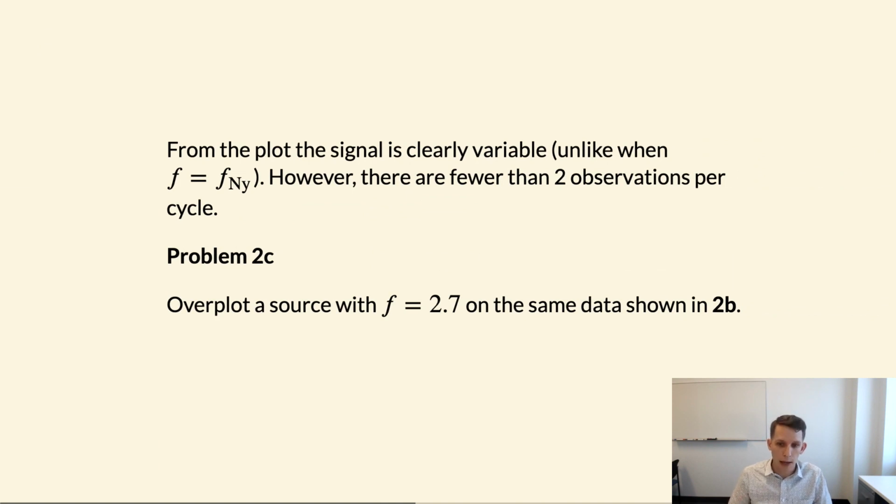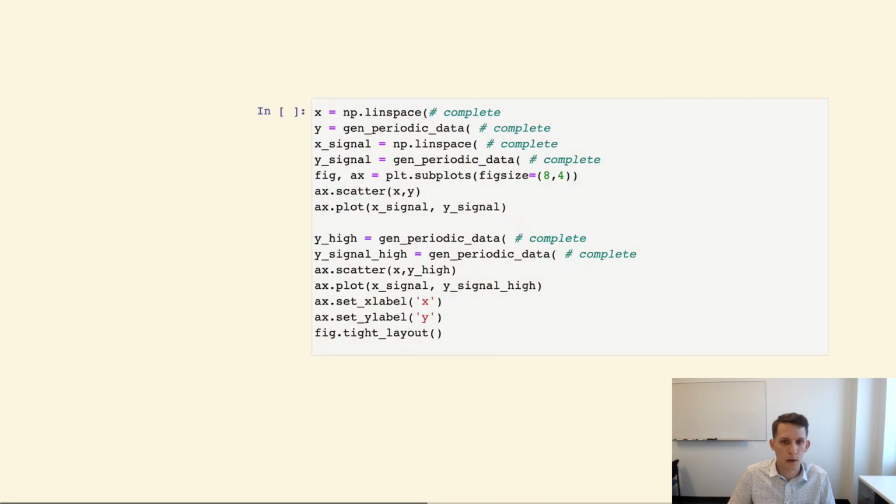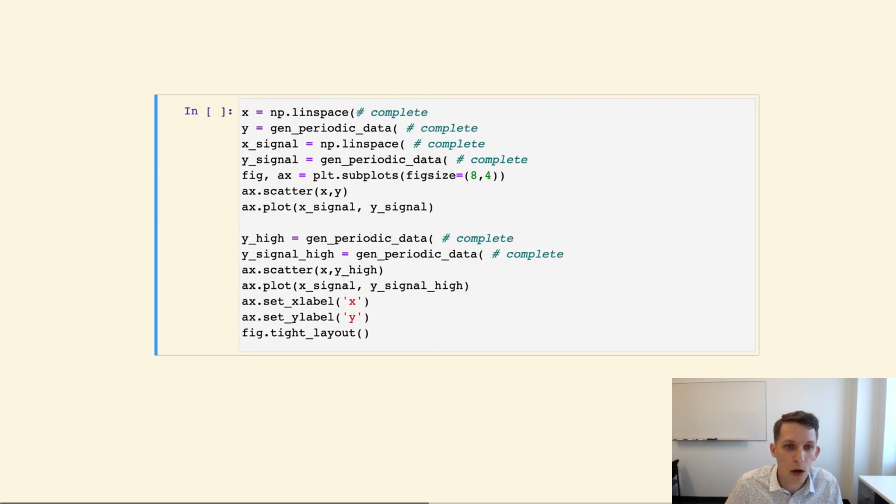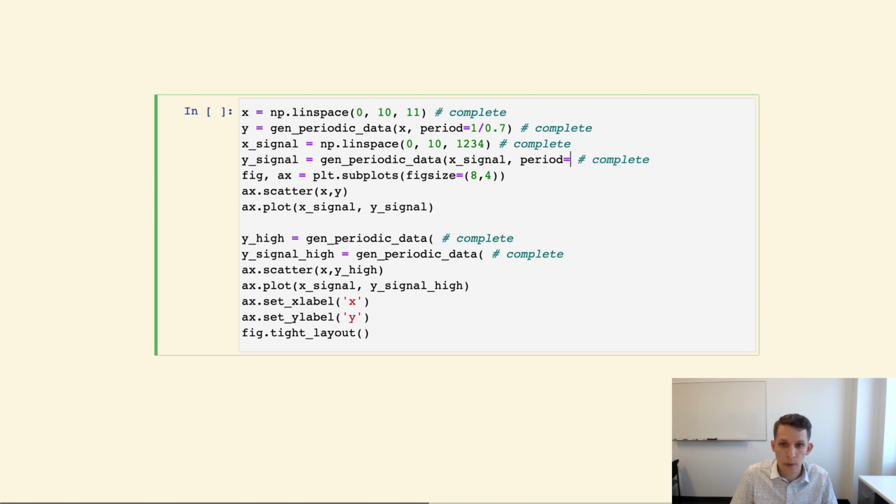So let's now overplot on what we just created a source with a frequency of 2.7 using the same data that was already in problem 2b. So let's do that. This all is going to look the same at the beginning. So we have 0, 10, 11, and we want to generate at x with a period equal to 1 divided by 0.7. And then we want the signal to be generated from 0 to 10 with a whole bunch of points. And we want y signal at x signal with a period equal to 1 divided by 0.7.